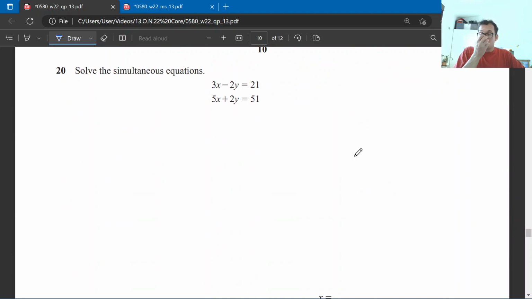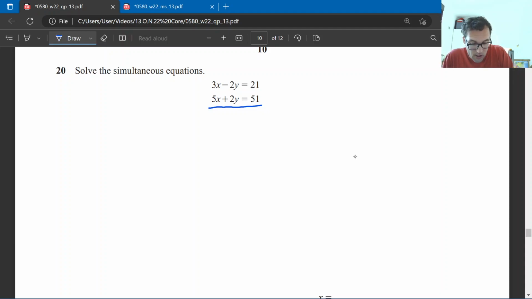Simultaneous equations. Okay, they've lined them up nicely, so we will use the elimination method. That is where you get rid of the x or the y. Now, they've done us a favor. You see the y has got almost the same coefficient. There's a 2 in front of the y. So that makes it easier. Okay. We just need to do the right thing.